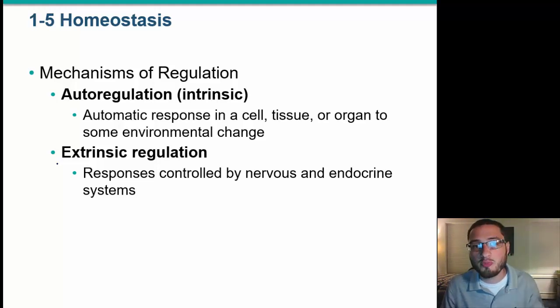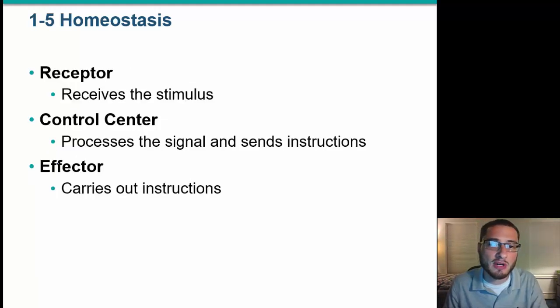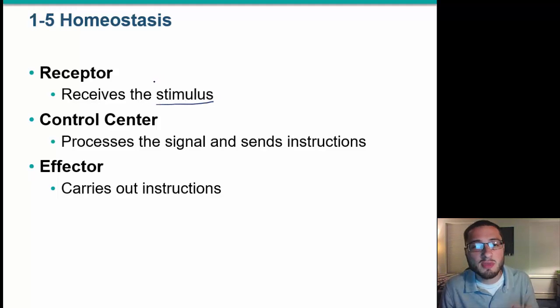And then what's going to make sure that there's no major changes is your extrinsic regulation, which is going to use the nervous system, the brain, and the endocrine system, the glands, to help regulate that. We always talk about receptors. They're going to receive messages or information from a stimulus, from the environment. You have the control center, which is going to process these signals and send out instructions. And then the effector is going to carry out the instructions.